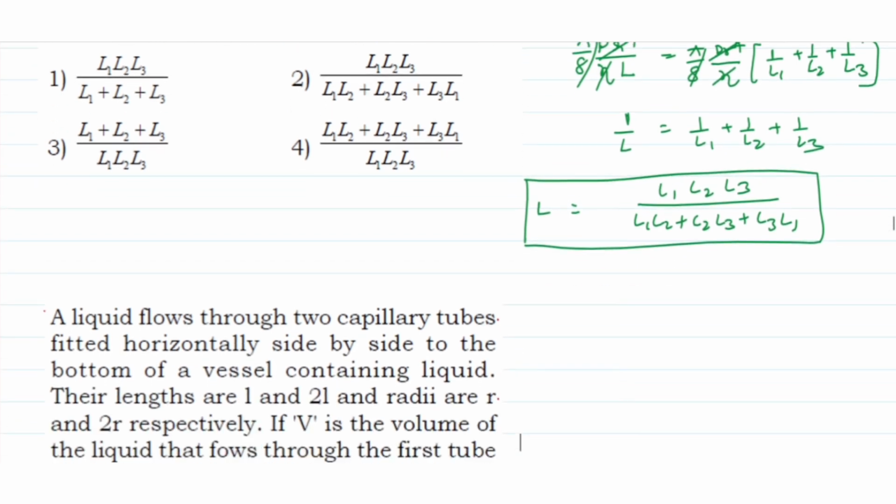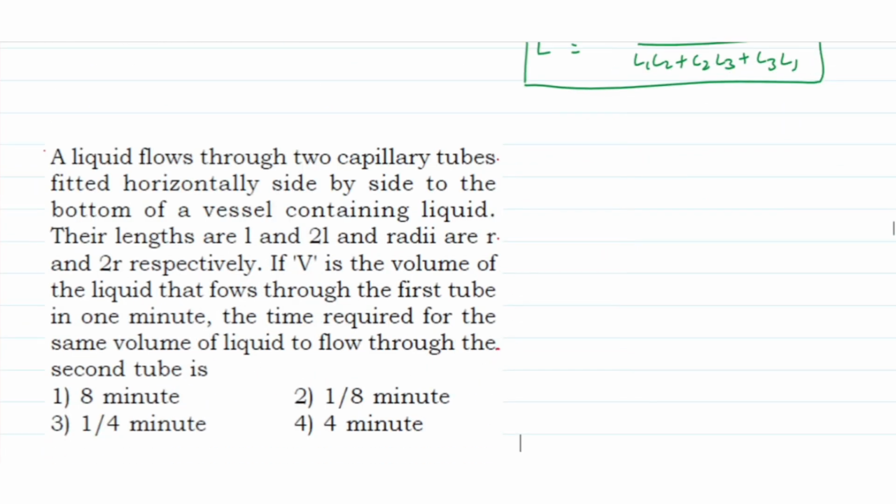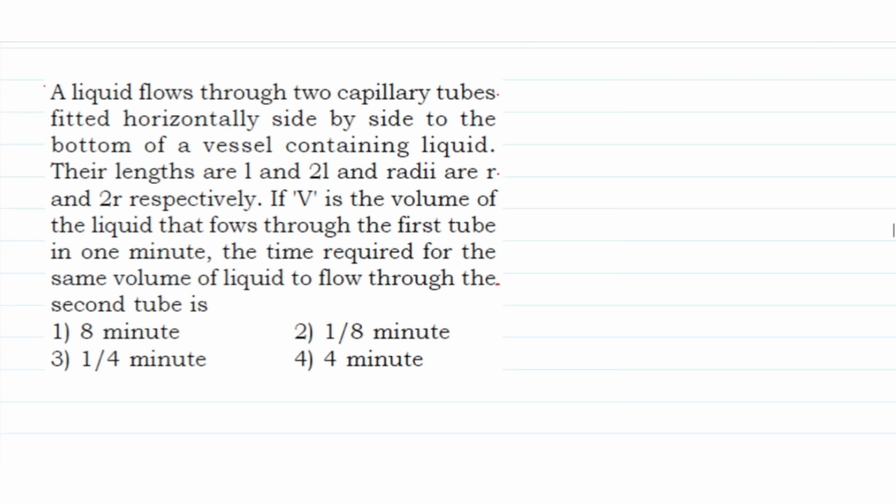Look at the next question. A liquid flows through 2 capillary tubes fitted horizontally side by side to the bottom of the vessel containing the liquid. Their lengths are in the ratio L and 2L, and the radii are in the ratio R and 2R respectively. If V is the volume of the liquid that flows through the first tube in 1 minute, now they are asking the time required for the same volume of the liquid to flow through the second tube.